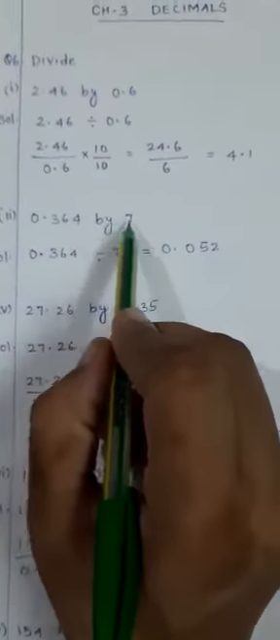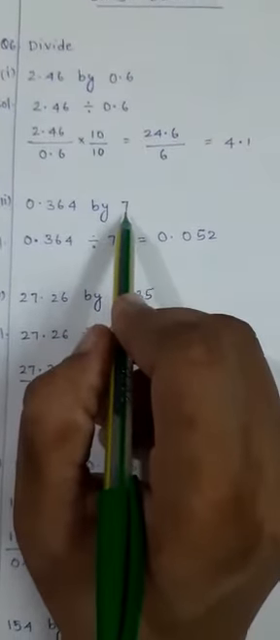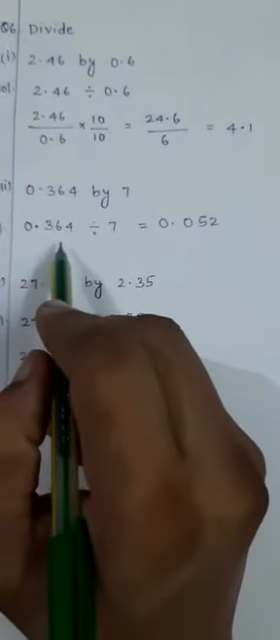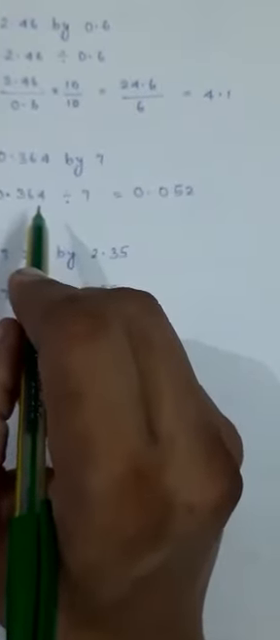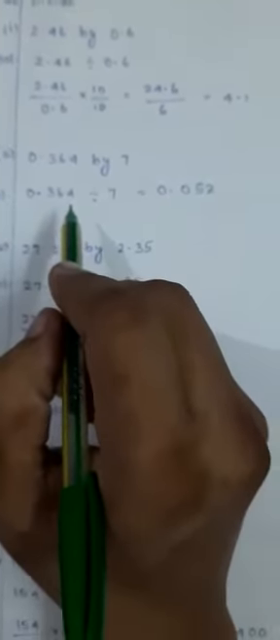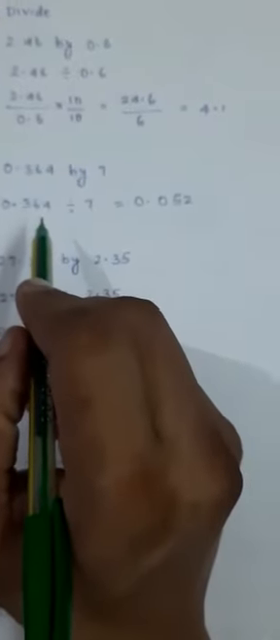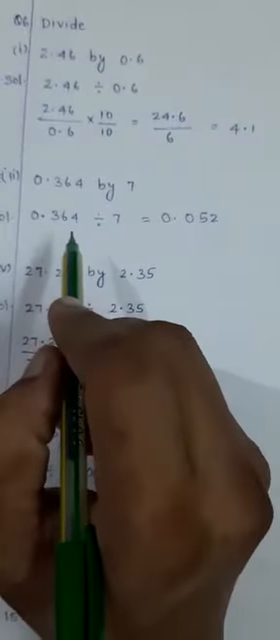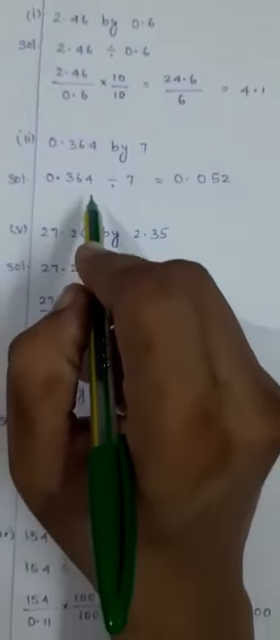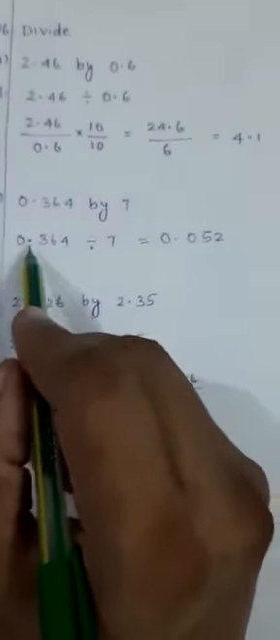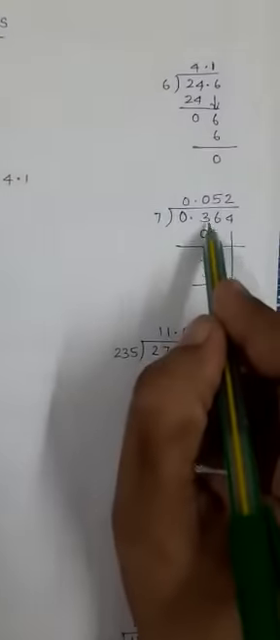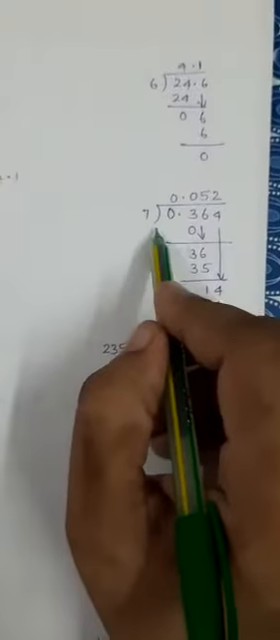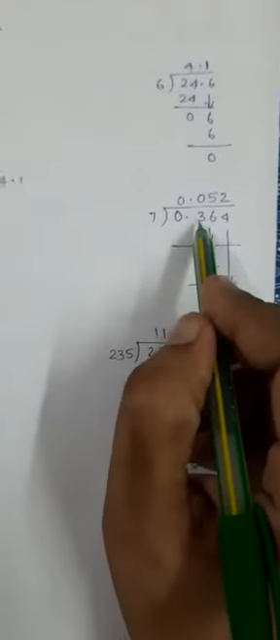0.364 by 7. Here the divisor is a natural number. So first divide as in the case of natural numbers. Then place the decimal point in the quotient when you take the digit from the tenths place in the process of division. So first divide 0.364 divided by 7. First put the decimal point.